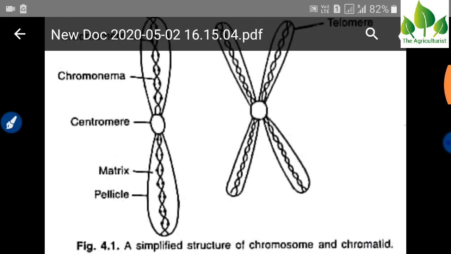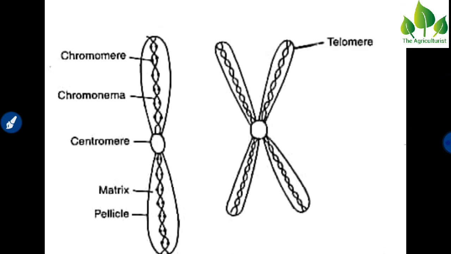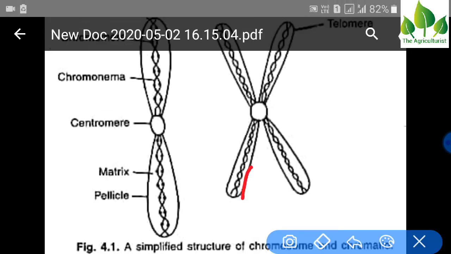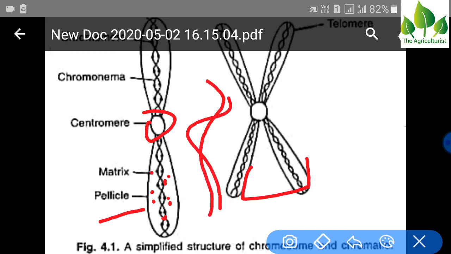Next thing, this is the basic structure of chromosome, where you can see the two sister chromatids. This is the centromere, this is the pellicle, the outer body is known as pellicle, the fluid inside is known as matrix, the coiled structure is known as chromonema, the bead like structure is known as chromomere, and the end region is known as telomeric region. So this is about the structure of chromosome.